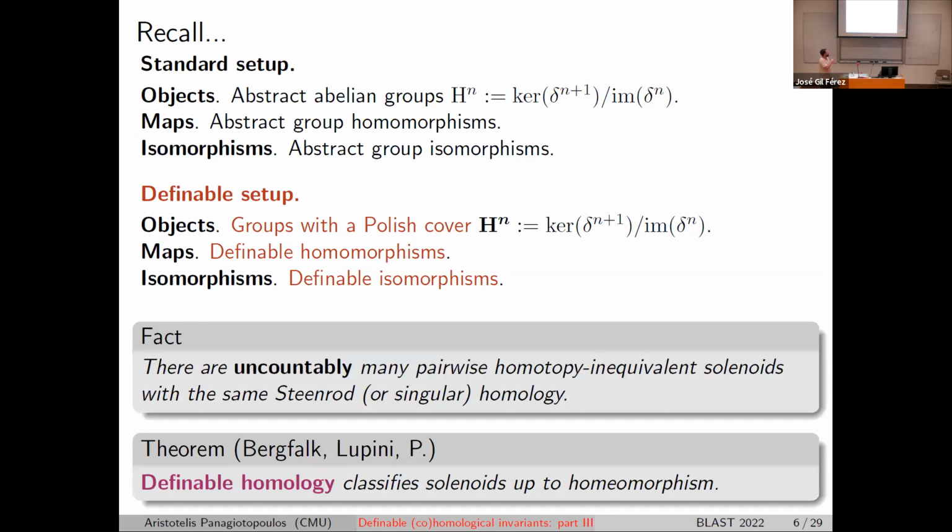And when we do that, we get finer invariants, and we gave an example already that, for example, definable homology, which I haven't defined, but more or less we saw which groups are involved. There are these p-adic integers mod Z as abstract groups. This definable homology classifies solenoids up to homomorphism, while standard homology, which is the classical version that we start from and then enrich with definable content, cannot do that. In fact, there are uncountably many pairwise homotopy equivalent solenoids. Right. Okay, so this is just a reminder of what we covered so far.